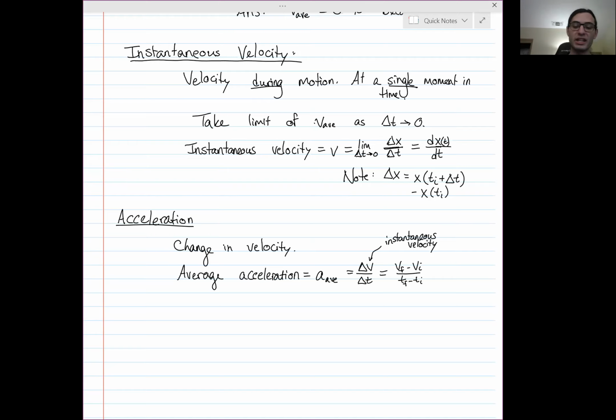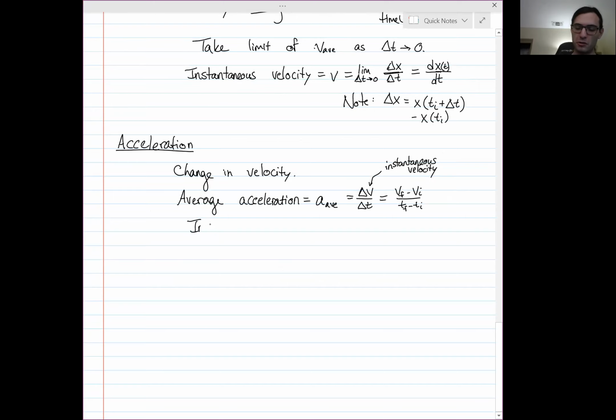And the instantaneous acceleration is just, we give the name just regular a, which is just the limit as delta t goes to 0 of delta v over delta t, which is, just as before, dv/dt. It's the derivative of velocity as a function of time. But v is the derivative of position as a function of time. So this is actually the second derivative of position as a function of time.